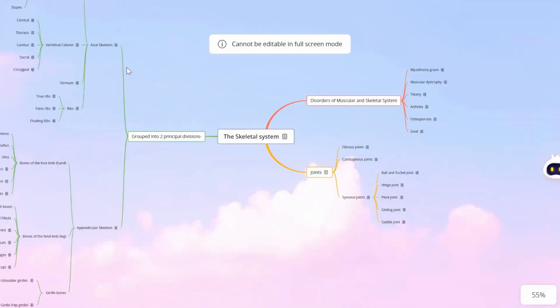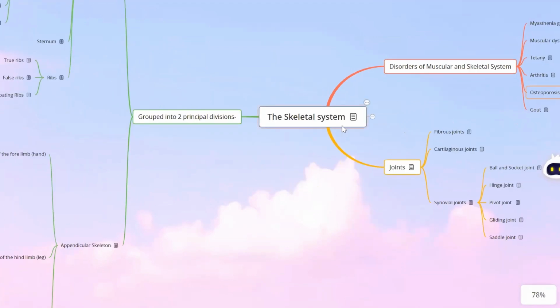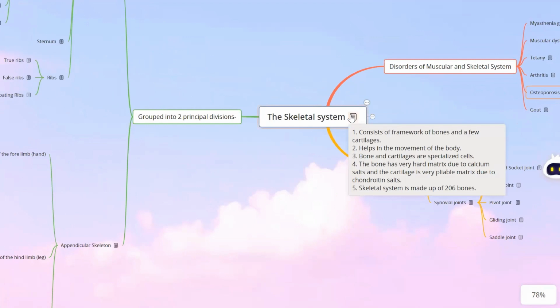So I'll zoom it a bit. What is the skeletal system basically? The skeletal system consists of a framework of bones and a few cartilages. The skeletal system helps in the movement of the body, and these bones and cartilages are specialized cells in the skeletal system. The bones have a very hard matrix due to calcium salts, and the cartilage has a very pliable matrix due to the chondroitin salts.